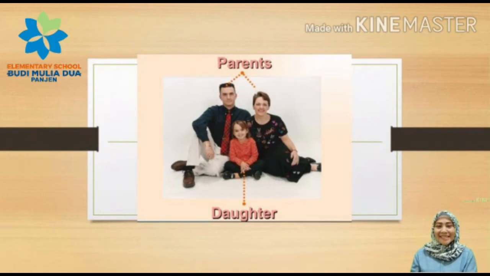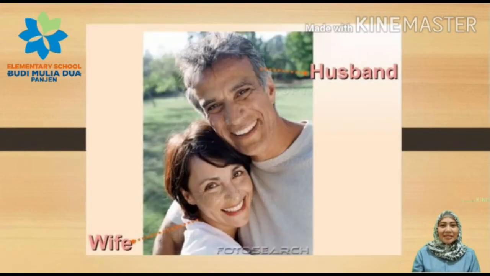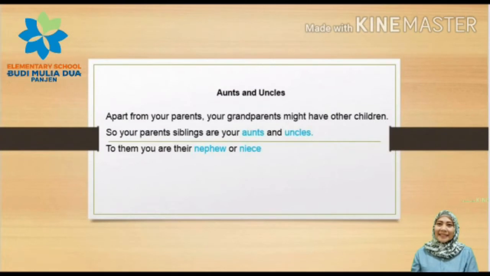Are they the parents? Yes, that's right. Parents are your mom and dad. Okay, they are husband and wife. Husband and wife are your mom and dad. Okay, let's see again. Aunts and uncles.